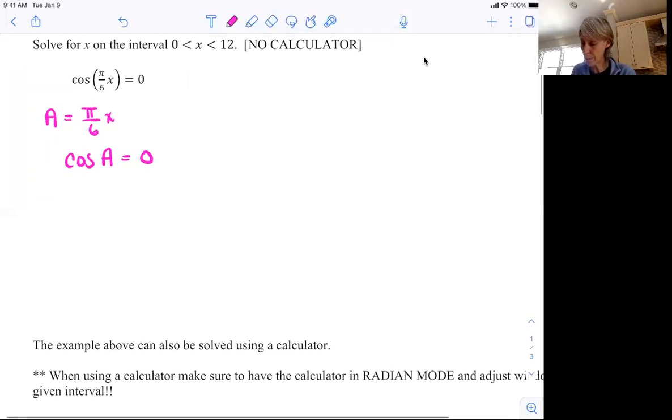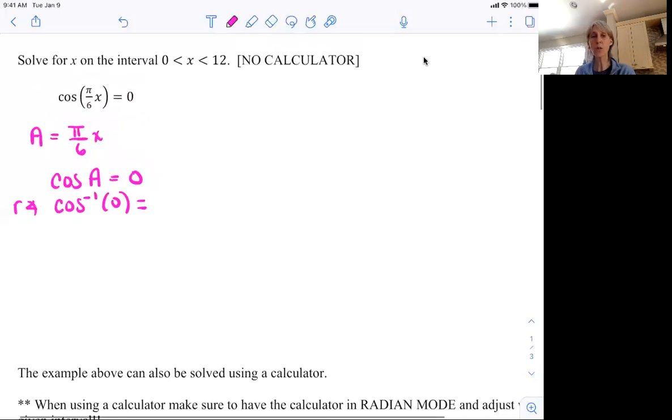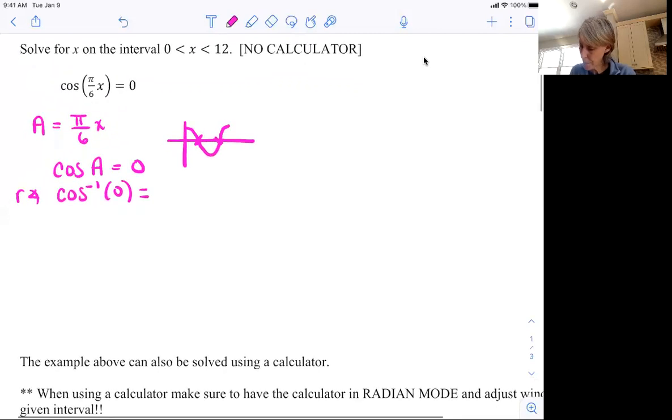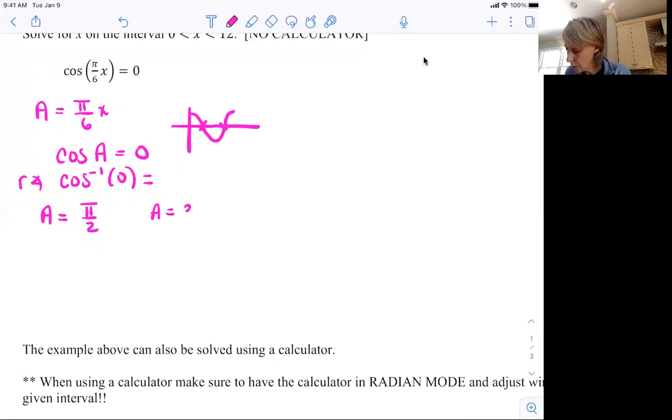If you remember, this just means we're finding the angle whose cosine is 0. This is our reference angle, so to speak. And if we think about our cosine curve, because our function value is a 0, and that's one of our quadrant angles, our solutions are going to be A equals pi over 2 and A equals 3 pi over 2.